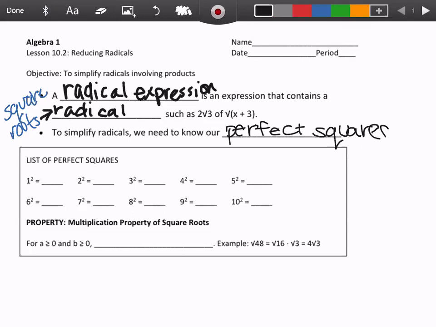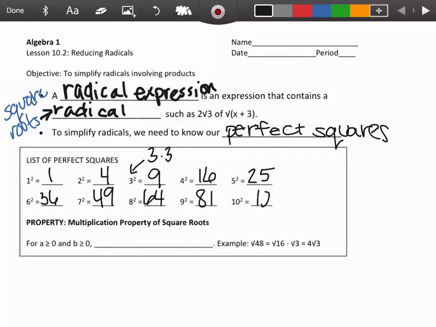So 1 squared is 1, 2 squared is 4, 3 squared is 9. Remember that the exponent is telling us that 3 squared is written out as 3 times 3, which equals 9. And then we have 4 squared, because 4 times 4 gives us 16. And 5 squared is 25. And you can keep going. 6 squared is 36, 7 squared, 49, 8 squared, 64, 9 squared, 81, 10 squared is 100.